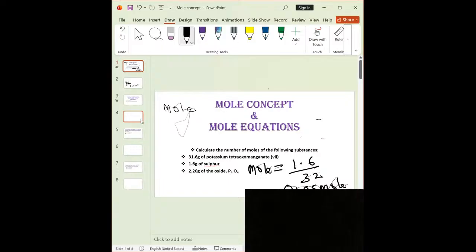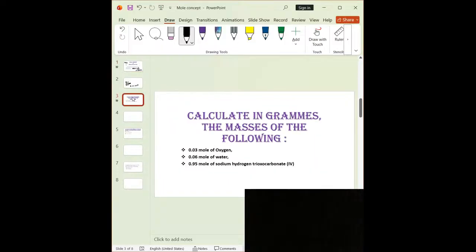And then let's now move to the next question. The next question is, how do you calculate mass from mole? That is just like the first question, but in this case, you are not looking for the mole, you are looking for the mass, whereby the mole is already given. Let's look at the question first. Calculate in gram the mass of the following compound.